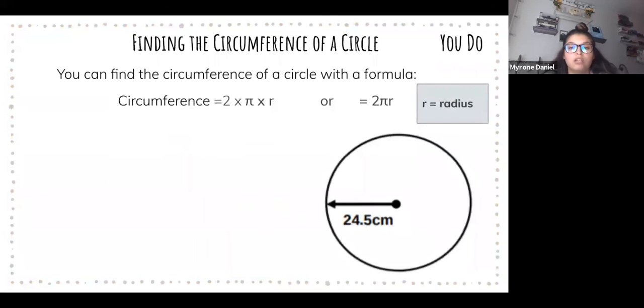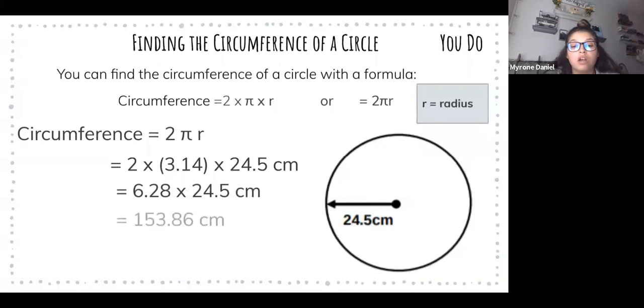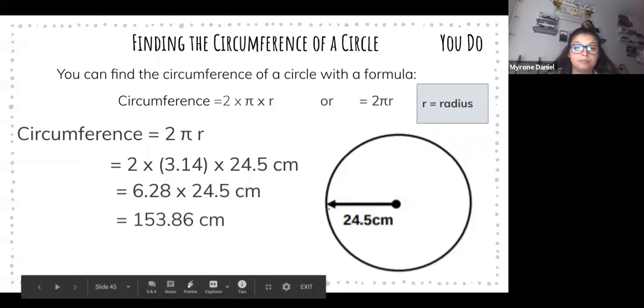So now we have a you do. So this, we already know what our radius is, so pause the video for 5 to 10 minutes to find the answer of the circumference of this circle. Okay, so now that you've paused that video and you found your answer, we know that the circumference is 2 pi r and our pi stands for 3.14. So our answer should have come out to 153.86 centimeters. That is your circumference of this circle.